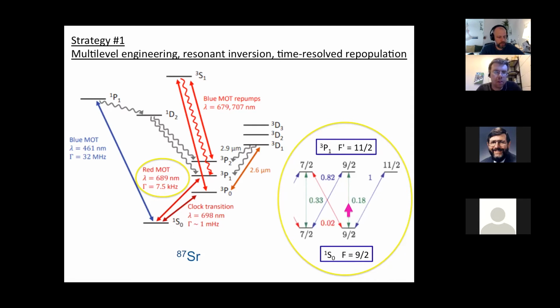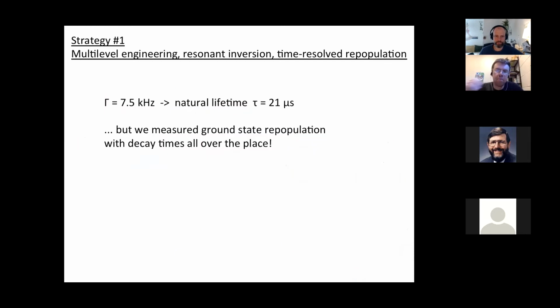So, with a little bit of frequency engineering, pulse configurations, pulse shaping, this all seemed rather straightforward. But in reality, what we ended up measuring in this experiment were lifetimes, like repopulation times, all over the place. We could see very short ones, like 8 microseconds, 7 microseconds. We could see very long ones, 30 microseconds, 35 microseconds, at Fermi gas temperatures that are way above any blockade.